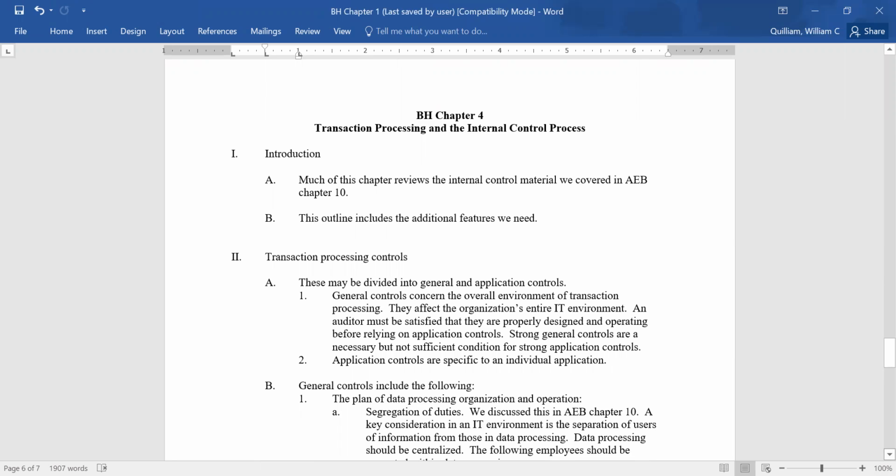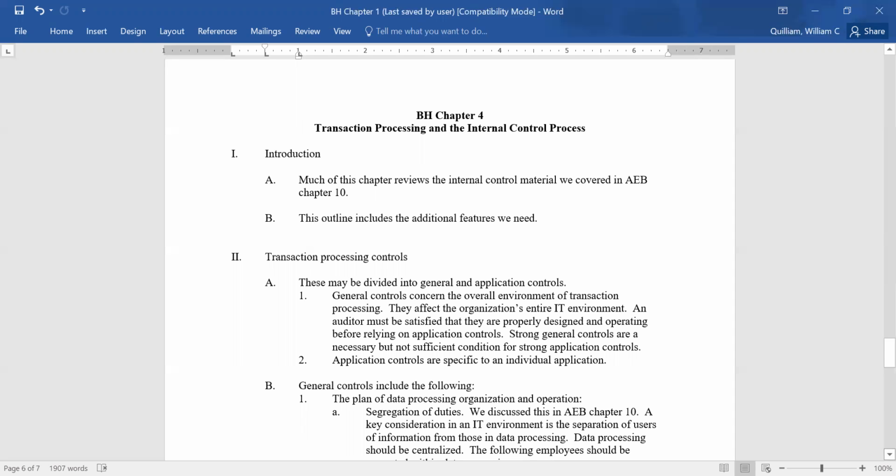Now, finally, chapter 4, transaction processing and the internal control process. Little introduction. Much of this chapter reviews the internal control material that we covered back in the first auditing course. So that means we can shortcut a lot of things. And by the way, in the book from Auditing 1, I strongly encourage you to review internal control very carefully as you approach studying for the CPA exam. So this outline simply includes the additional features we need.